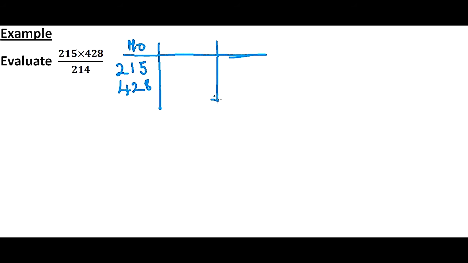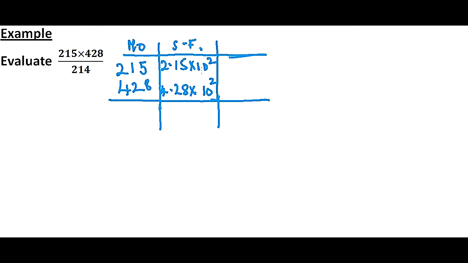So we take another example. 215 multiplied by 428 divided by 214. So we are going to make our table. So this is the number column. So our numbers are 215, 428. But note these two numbers we are multiplying, then we divide the product by 214. So you put a line there. So the standard form is 2.15 multiplied by 10 to power 2. This is 4.28 multiplied by 10 to power 2. So this is a standard form.